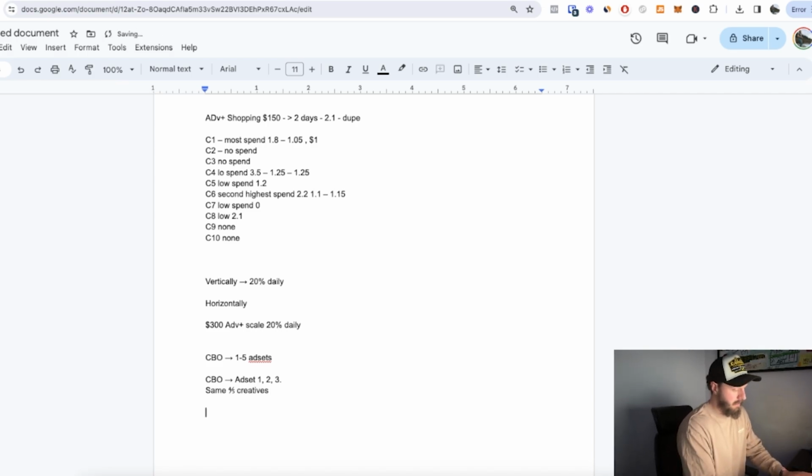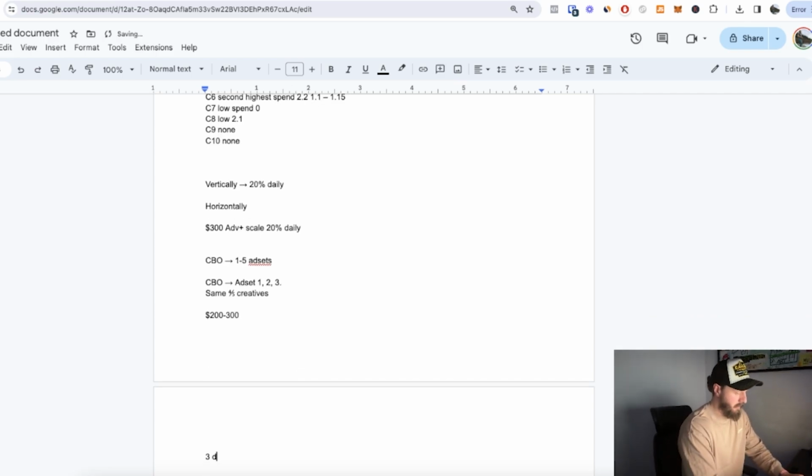And you can start that really at any budget, but I would say, since those creatives are already proven, anywhere from $200 to $300. If that shows well, you can dupe this at a higher budget while scaling this vertically. So let's say after 3 days, the campaign has 2.2 ROAS.